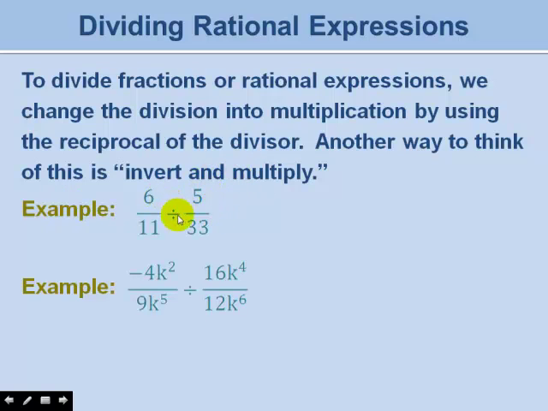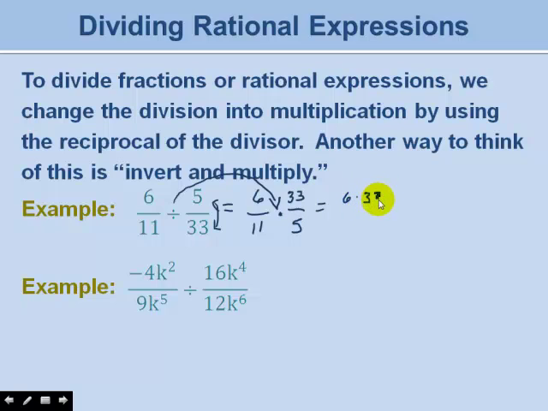Let's look at this first with two fractions. If we have 6/11 divided by 5/33, then to do this division we're going to first change it into a multiplication. So we're going to take our second fraction here and just invert it or flip it over and make it 33/5. And that changes this from division into multiplication. Now once we've done that, we have the same type of multiplication problem we just talked about.